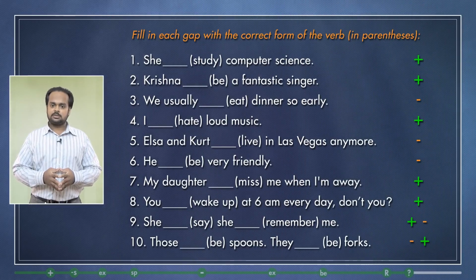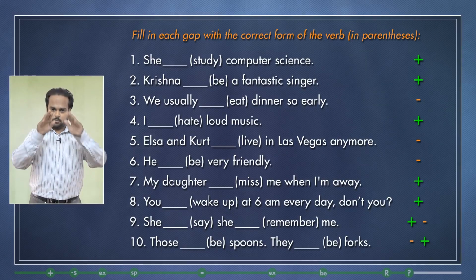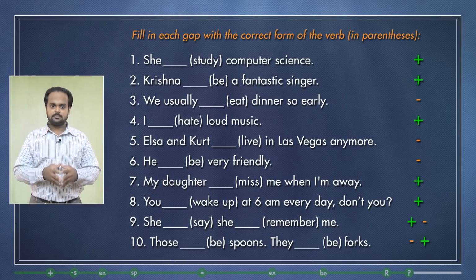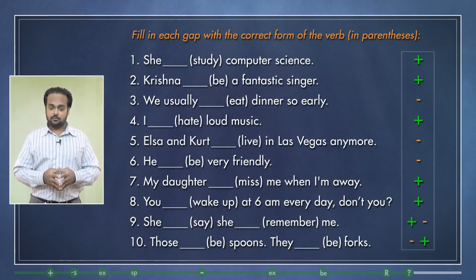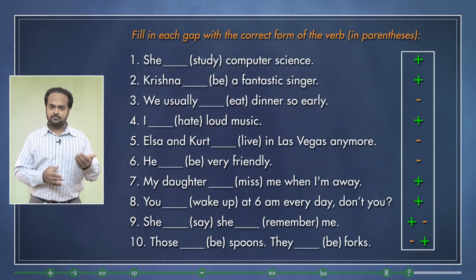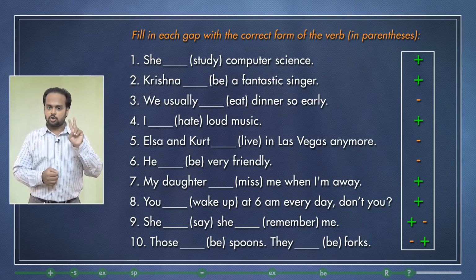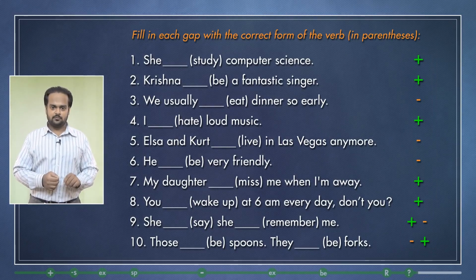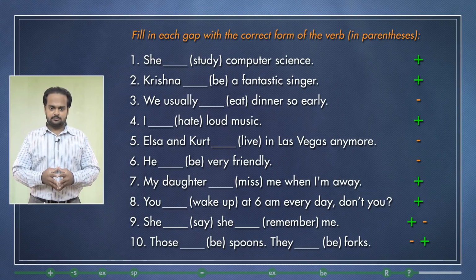On the screen, there are 10 sentences. In each sentence, you see the verb in parentheses or round brackets. Fill in the gaps with the correct form of the verb. If you see a plus sign, use a positive form, and if you see a minus sign, use a negative form. In sentences 9 and 10, there are 2 signs because there are 2 verbs. Stop the video now if you want. Think about your answers, then play the video again and check.